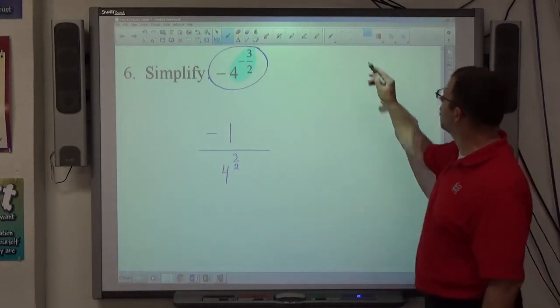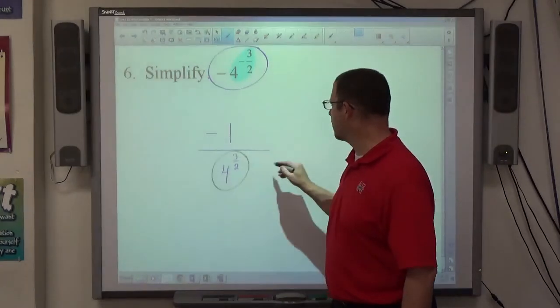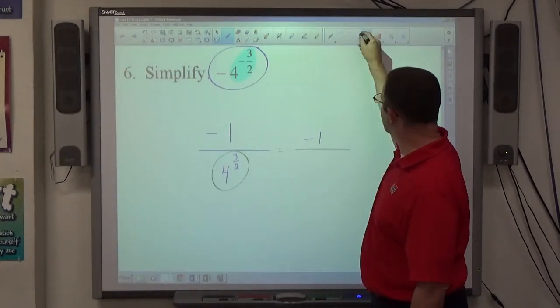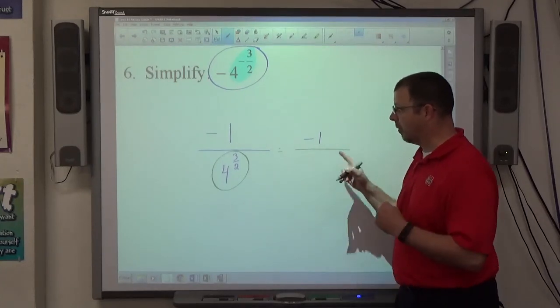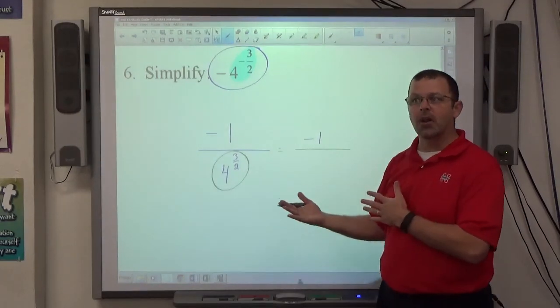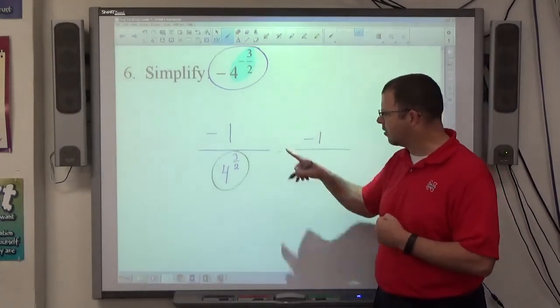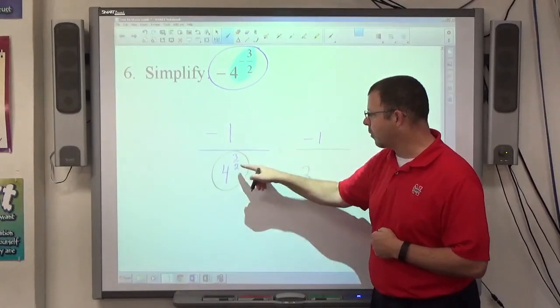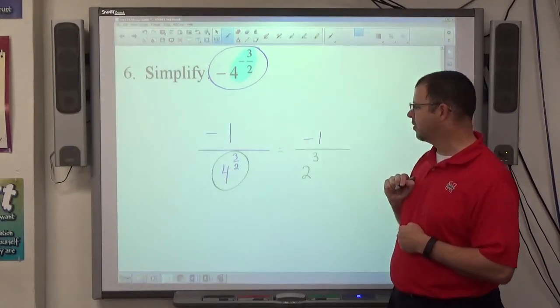Job 2 is to evaluate 4 to the 3 halves power. That's a 2-step process. I'm going to do it in 2 steps here. I usually just do it all, but the bottom number is a root, the top number is a power. You do it in that order. Root first, power second. So the square root of 4 is equal to 2. Once I do the square root of 4, that denominator goes away. So now it's 2 cubed.